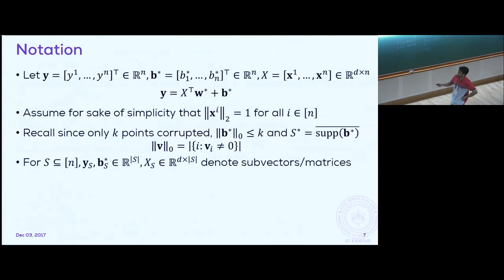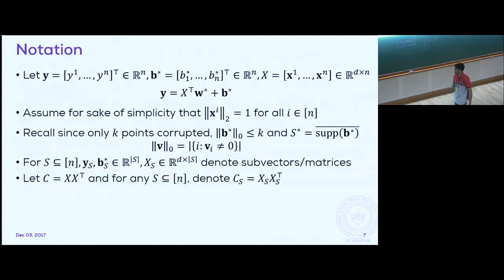And for any subset S of the set of n points I have, I will let y subscript S, b subscript S denote the appropriate subvectors, and X subscript S will denote the appropriate submatrix. Also, I'll need the covariance matrix because I'll be doing least squares, so for any subset S, let C_S denote the covariance matrix of that subset of data points.